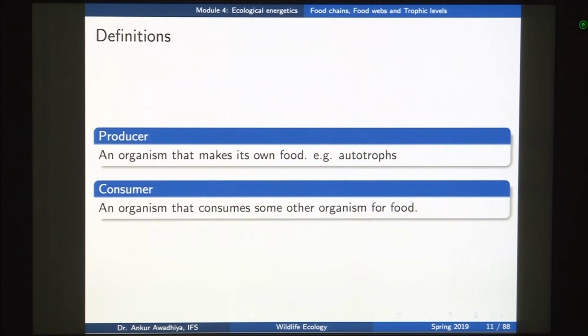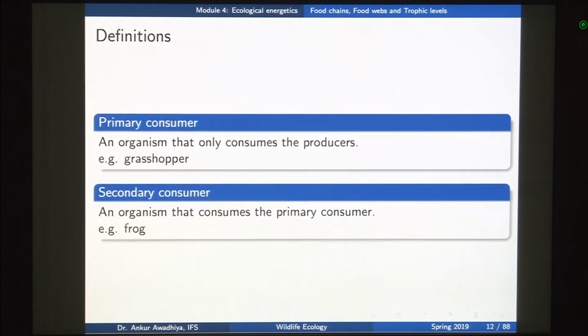Then when we talk about food chains, we can divide all the organisms into producers and consumers. So, producer is an organism that makes its own food, which is the autotrophs, including both the photoautotrophs and the chemoautotrophs. Consumer is an organism that consumes some other organism for food, some other organism or some other part of that organism. Now, the consumers are further divided into primary, secondary, tertiary and quaternary consumers.